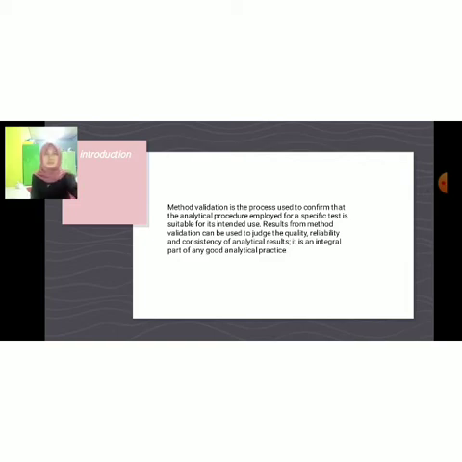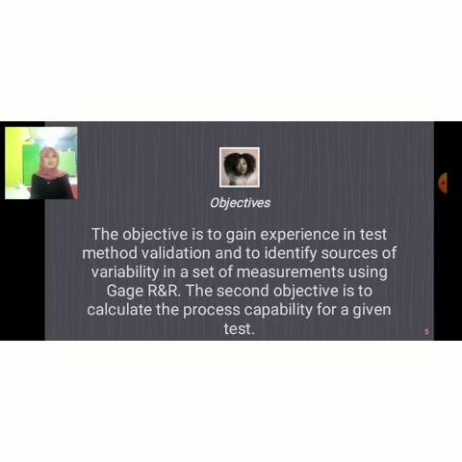Next. So the objective of the method of test validation is to gain experience in test method validation and to identify sources of variability in a set of measurements using gauge R and R. The second objective is to calculate the process capability for a given test.